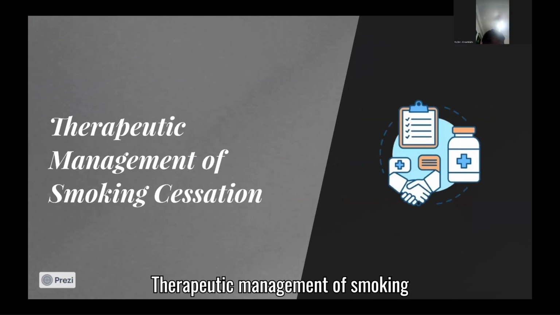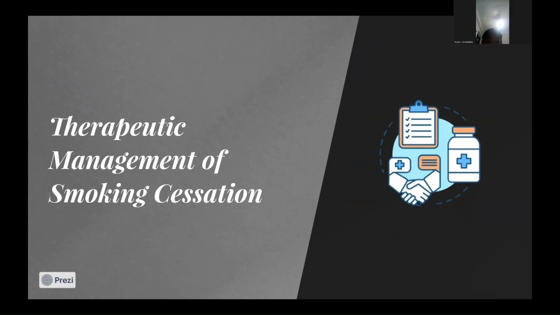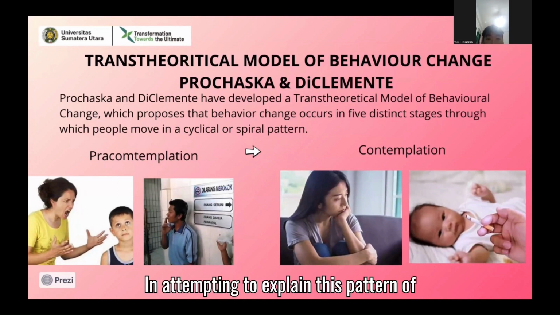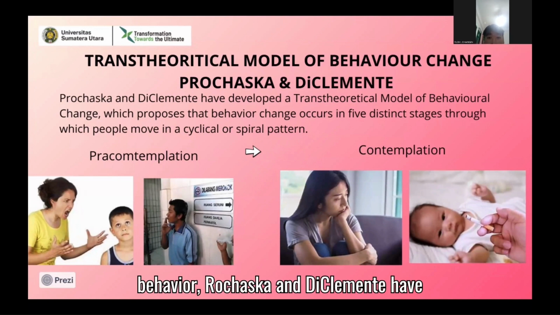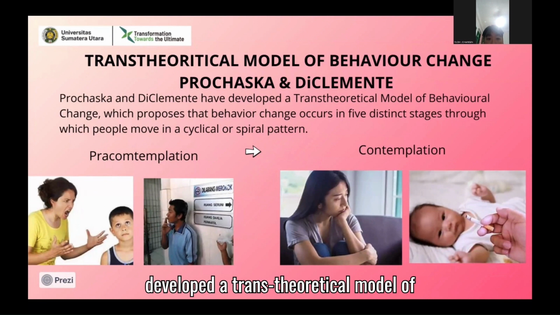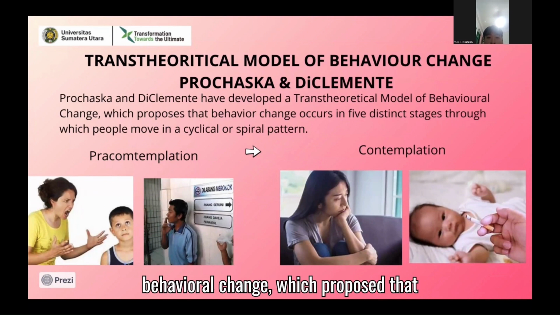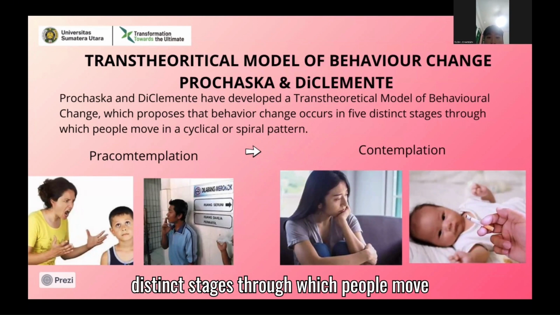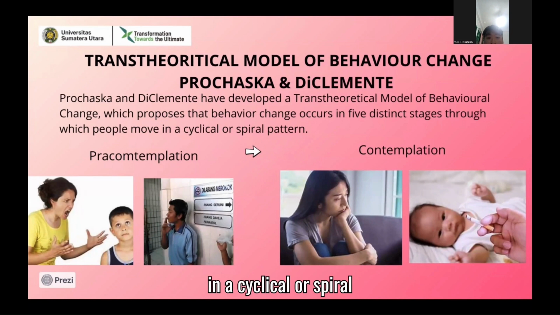Therapeutic management of smoking cessation. Next. In attempting to explain this pattern of behavior, Prochaska and DiClemente have developed a transtheoretical model of behavioral change, which proposes that behavioral change occurs in 5 distinct stages through which people move in a cyclical or spiral pattern.